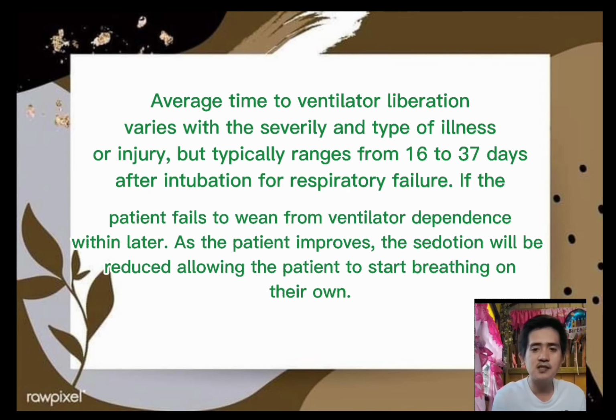Average time to ventilator liberation varies with the severity and type of illness or injury, but typically ranges from 16 to 37 days after intubation for respiratory failure. If the patient fails to wean from ventilator dependence within 60 days, they will probably not do so later.